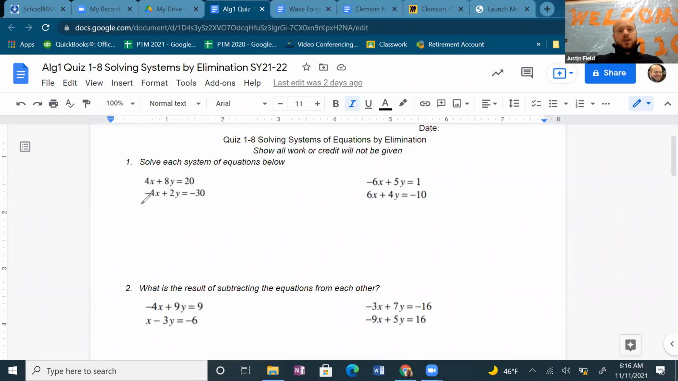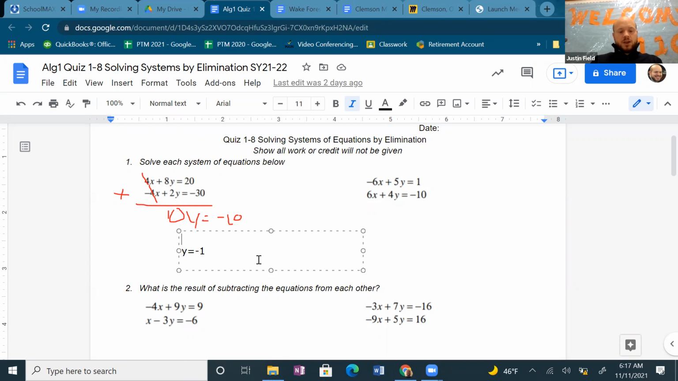Solve the system. These first two systems are easy to solve because they already have opposites. Okay, so the 4x and the negative 4x cancel out, because what we want to do is add the equations together. So they cancel. Can you tell me what 8 plus 2 is? I know it's 10. 10y equals negative 10. So then what do we do? We divide both sides by 10 and y equals negative 1.